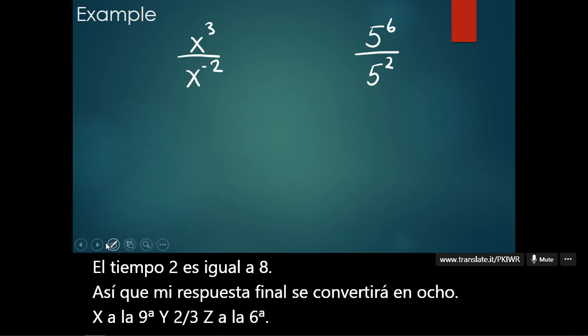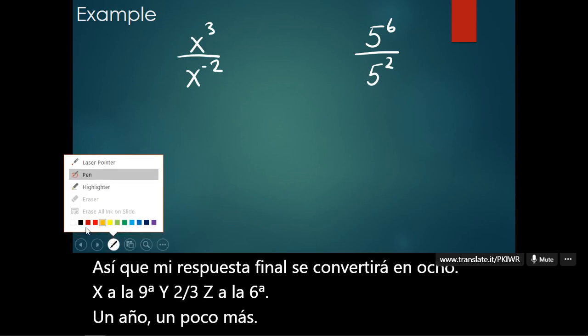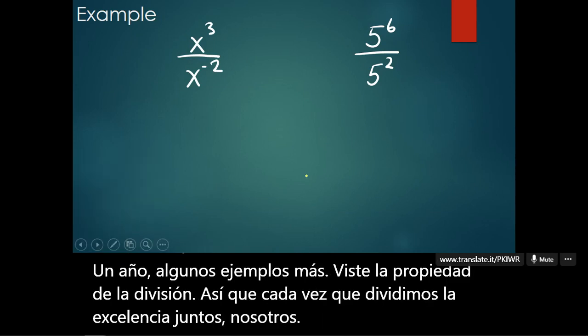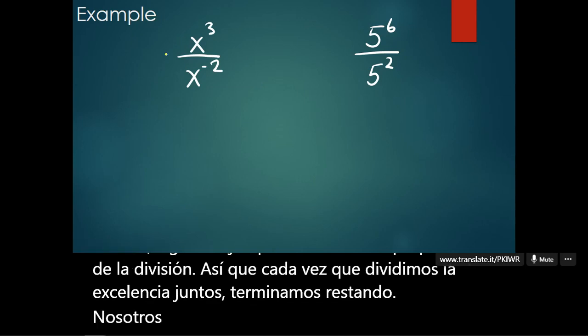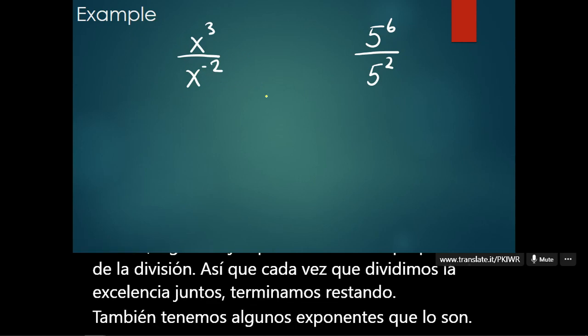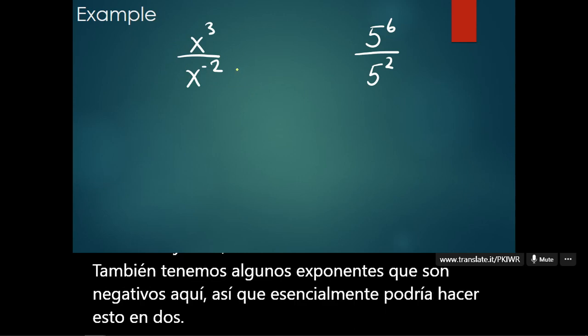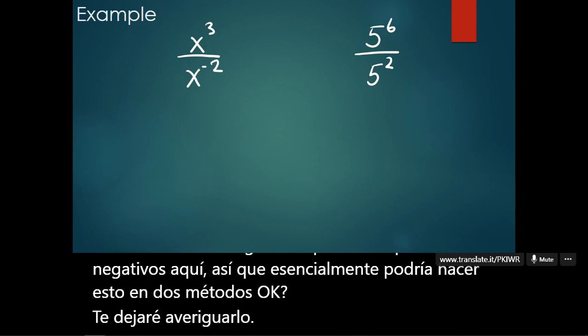Here are some more examples using the division property. Whenever we divide exponents, we end up subtracting. We also have some exponents that are negative here. Essentially, you could do this in two methods. I'll let you figure out the other method on your own, but on this one, I'm going to apply the division.